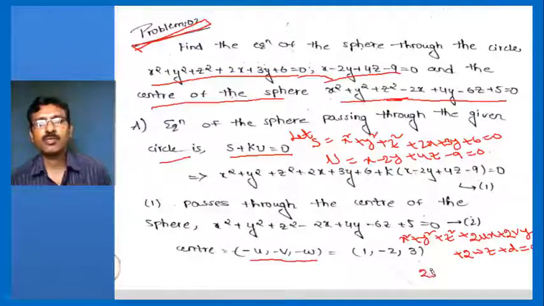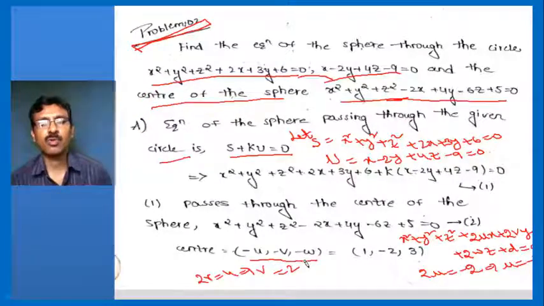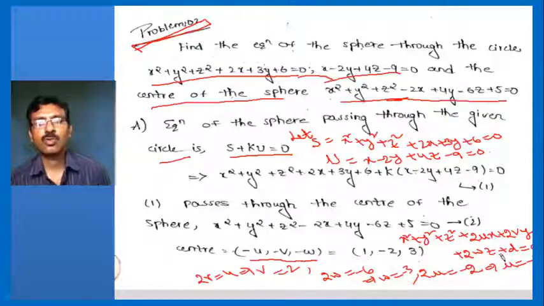Comparing equation 2 to the general form, here 2u is minus 2, which implies u equal to minus 1, and 2v equal to 4, v equal to 2, next 2w equal to minus 6 implies w equal to minus 3. Here minus u: u equal to minus 1, so minus u equals 1; v equal to 2, so minus v equals minus 2; w equal to minus 3, so minus w equals plus 3. Here it is the center.